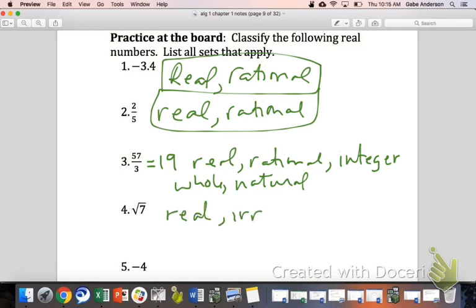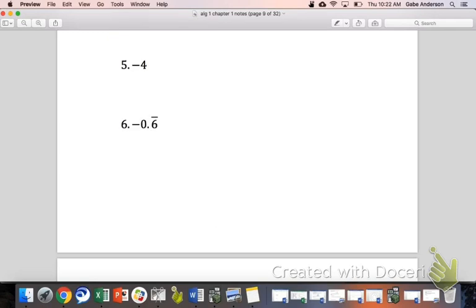Okay, and then our last one, there's two more. The next one is negative 4. Let's take a look at that one. Okay, so obviously we're looking at a real number. Let's keep going though.